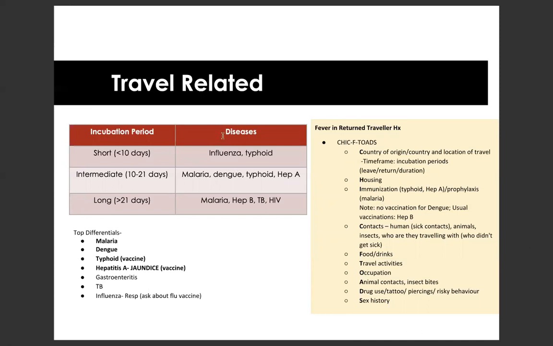And the top differentials in any travel-related history, if you always remember to think about malaria, dengue, and typhoid, as well as Hep A, your gastroenteritis, TB, and influenza.